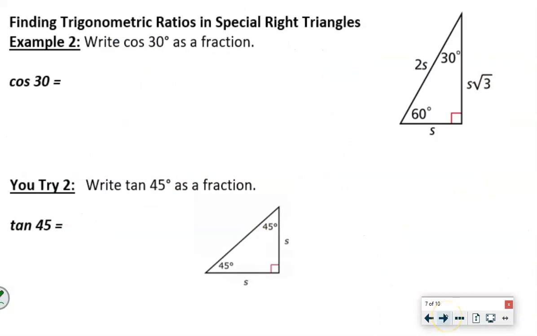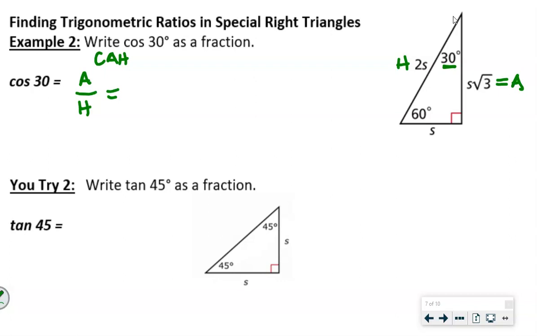All right, so for this next part, we're going to find the trigonometric ratios and special right triangles, okay? So this one says write the cosine as a fraction. So cosine means C-A-H, adjacent and hypotenuse, right? So there's our hypotenuse. And if we're looking at our adjacent to the 30, it's obviously going to be the one right next to it. So this is going to be our adjacent here, right? So we're going to do adjacent over hypotenuse.